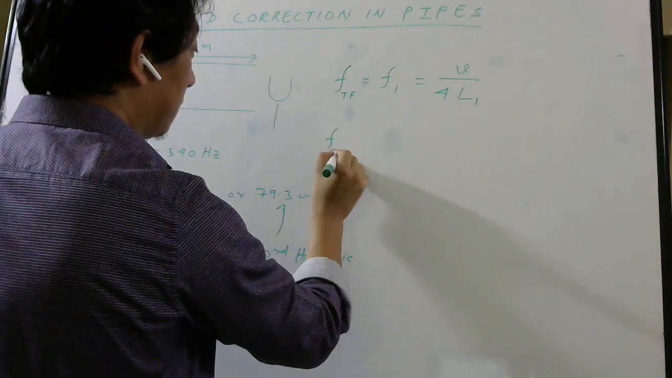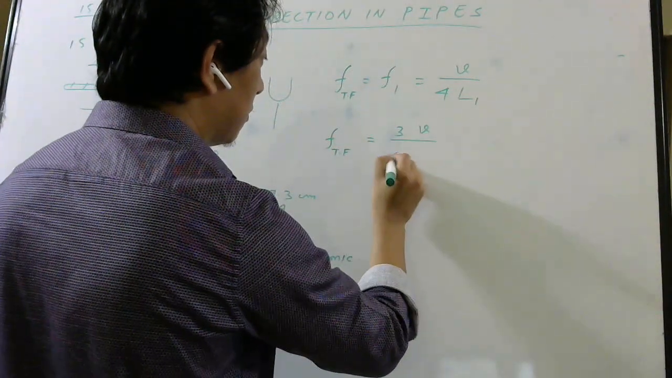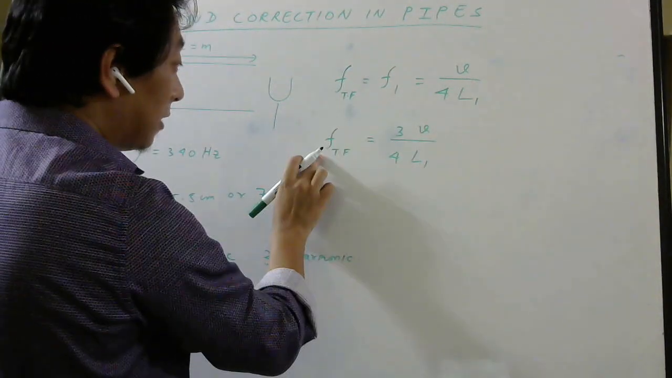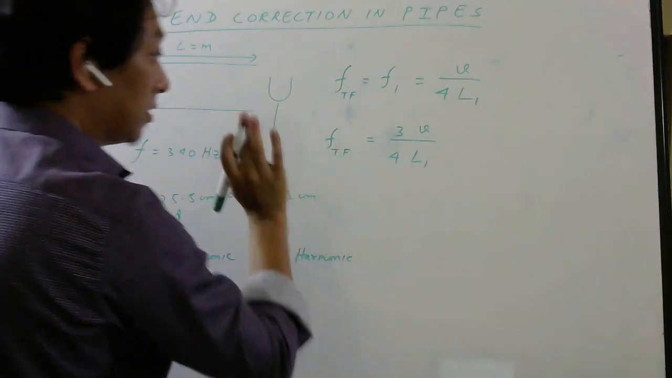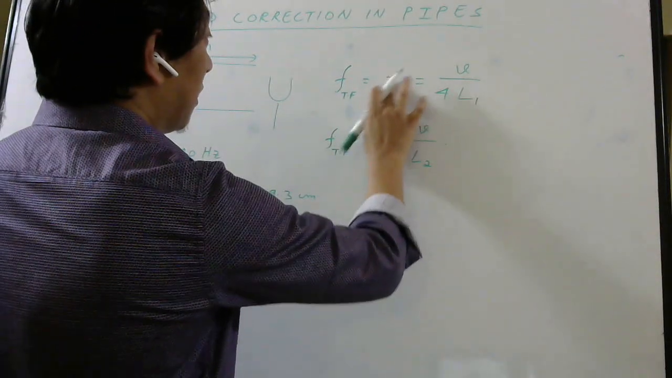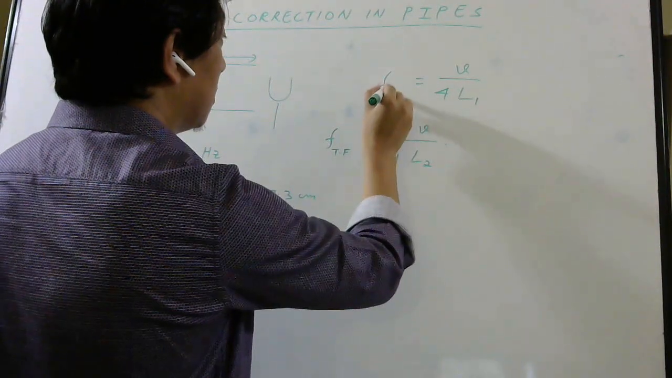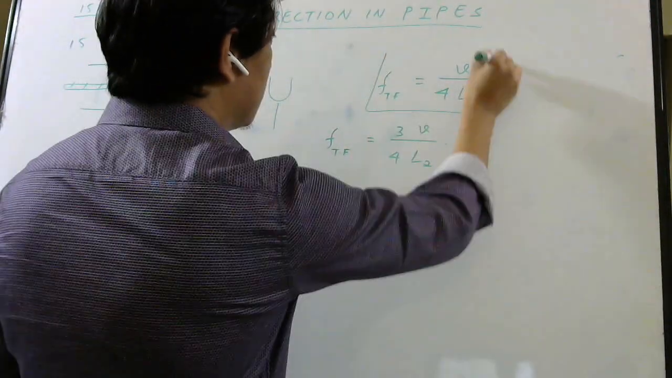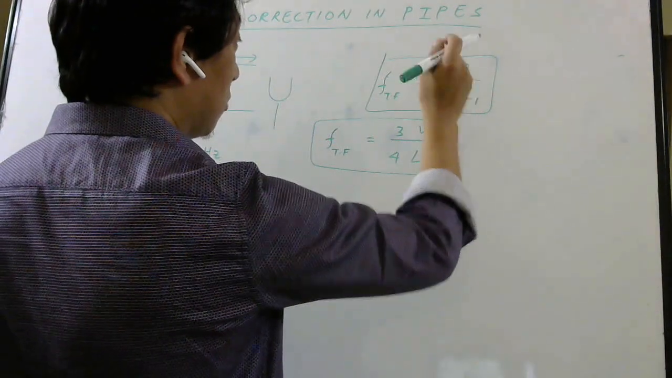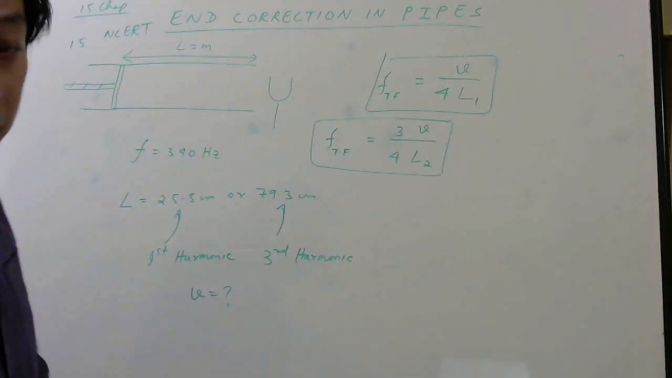The second one I assume is the third harmonic, so it will be 3 times V by 4L. Now L cannot be the same, right? How can you write the same L? Because the exciting frequency, which is the tuning fork, is fixed, so the length has to be different, L2. So let me write it here nearby. This is the frequency of the tuning fork. So both are the same frequency, but this corresponds to the first harmonic, and this corresponds to the third harmonic. And how did you do that? By changing the length.